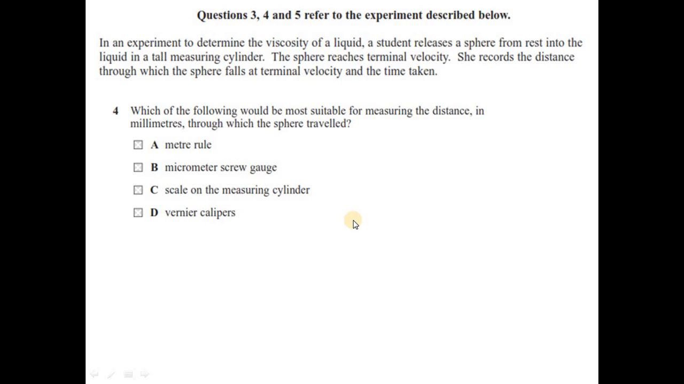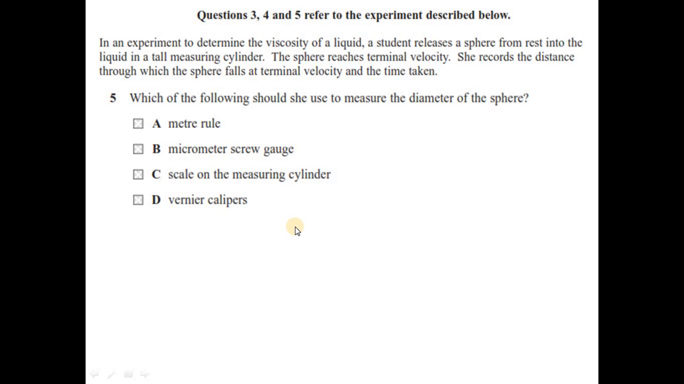Question number 4. Which of the following would be most suitable for measuring the distance in millimeter through which the sphere traveled? Measuring distance, the most suitable instrument or device is a meter rule for measuring the distance in this experiment. So meter rule, because it has a precision of 0.1 centimeter. So most suitable is meter rule, option A. Question number 5. Which of the following should she use to measure the diameter of the sphere? A small measurement, diameter of the sphere, and the most suitable is micrometer screw gauge. So option is B.